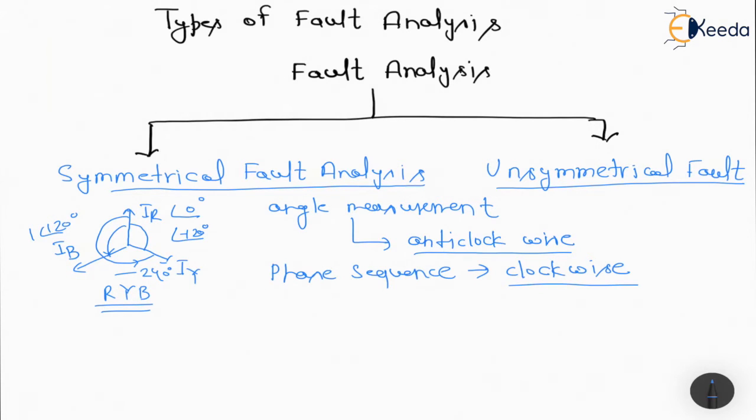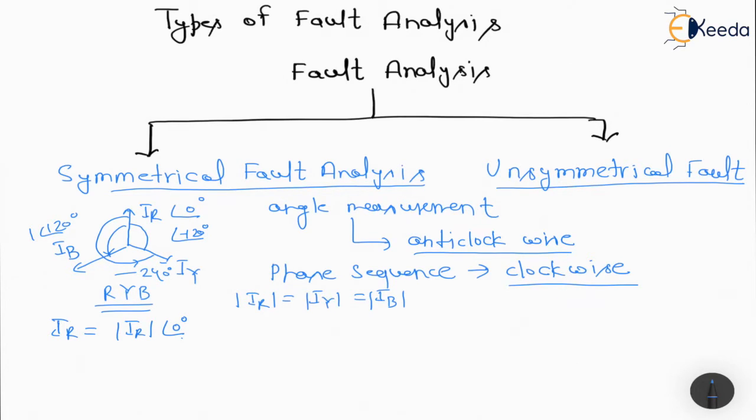So if our vectors are balanced, then we can write IR is equal to mod of IR at the angle of 0. We also know that if our vectors are symmetrical, then the magnitudes will be equal, means IR will be equal to IY will be equal to IB. So all the three magnitudes will be the same. So IR, we write as magnitude of IR at the angle of 0, because we have taken R as reference.